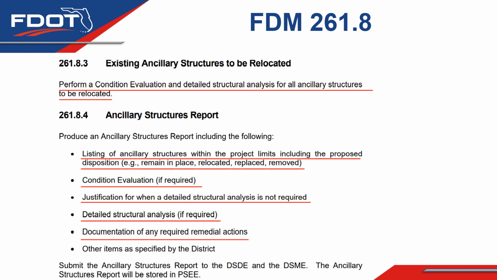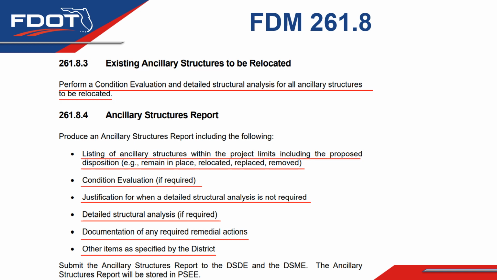There would also be documentation of any required remedial actions. For example, something on the condition evaluation that needs to happen, or maybe something that needs to be repaired within the construction contract. Or if you had coordinated with maintenance and determined there was an issue with the structure that was found in the condition evaluation and that it should probably be handled through a maintenance contract, that would be discussed in that documentation. Also, any other items as specified by the district. When coordination takes place with the district structures design engineer, they may have something additional they want included in the ancillary structures report.